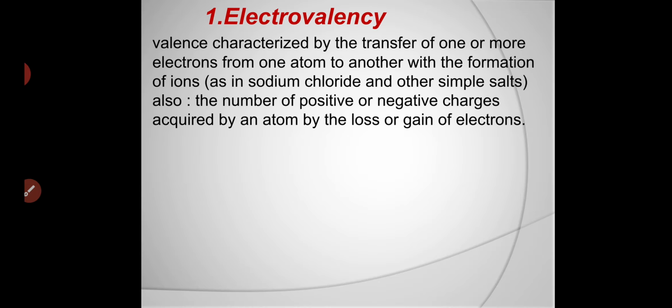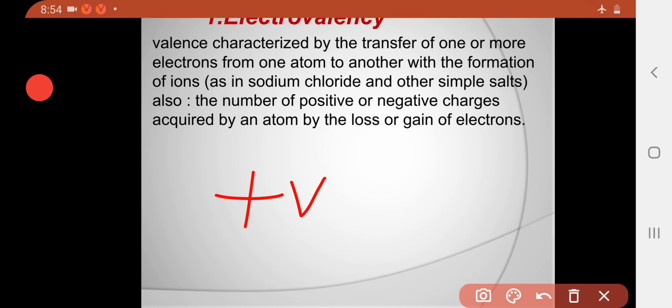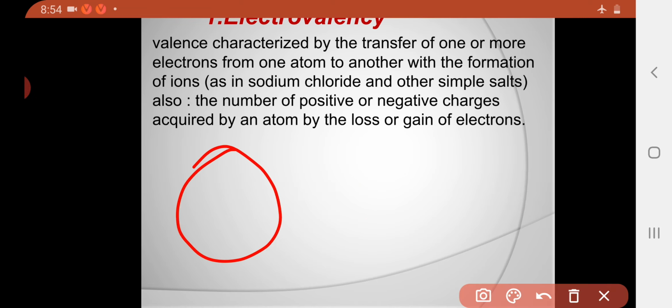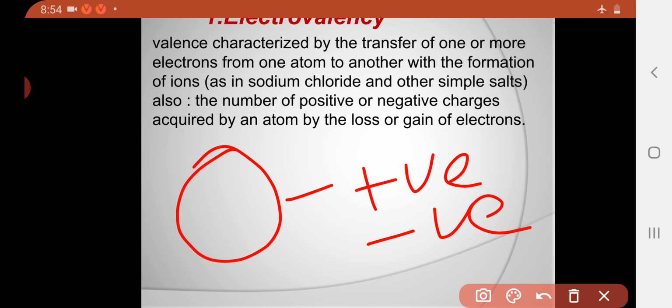So what is electrovalency? Electrovalency is the transfer of electrons from one atom to another with the formation of ions. So ions means what? They may have a positive charge or a negative charge. Now we know that any atom is stable, and the number of positive charges is equal to the number of negative charges, right?